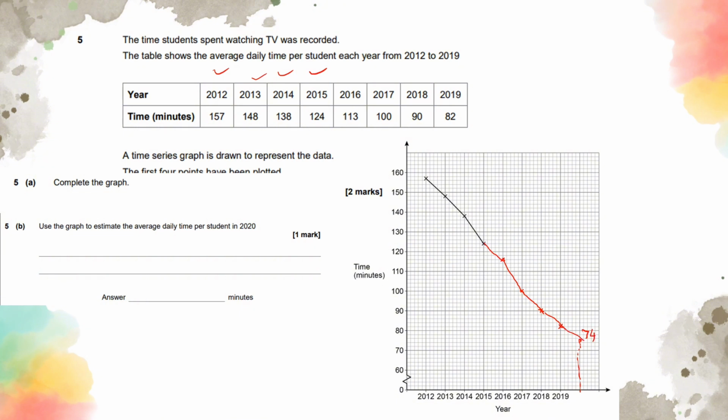Okay. Remember, it's an estimate, and you will have a range for these type of questions. Okay, and this is how you get 2 from this and 1 from there. That's how you get full marks from this question.